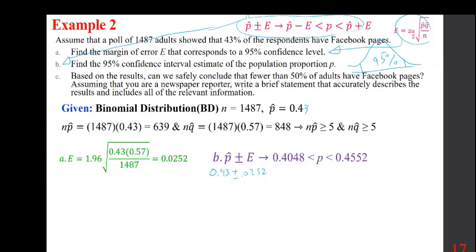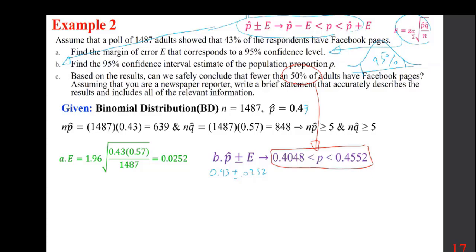How would we do the interpretation? It's important to have a reasonably decent interpretation. First, based on the result, can we safely conclude that fewer than 50% have Facebook? Take a look at the interval. You see this interval? Three things happen. Either it's entirely below that 50%. You compare it to this 50%. If it's below, yes, the answer is yes.